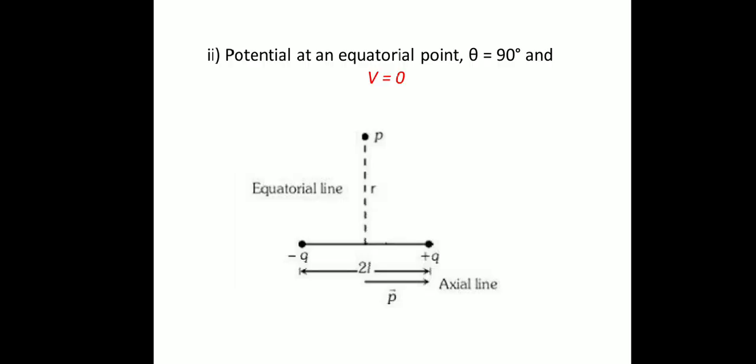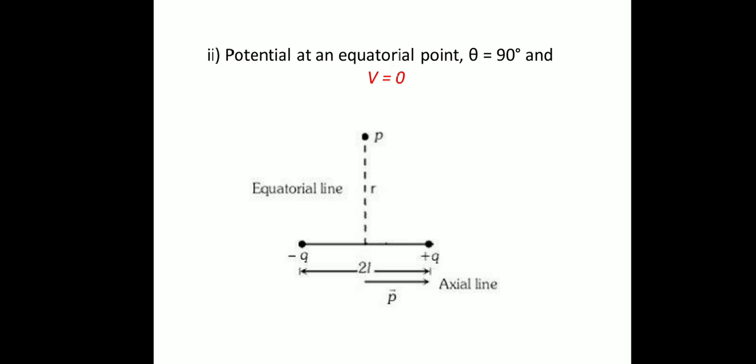Now let us consider case number 2, where we are finding potential at an equatorial point. If you observe the diagram, point P is present on a line which bisects the dipole in two equal parts. The distance of the point P from the center of the dipole is small r, and that line makes an angle of 90 degrees with the axial line. So theta is 90 degrees.